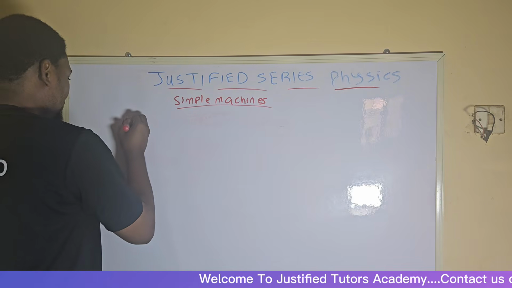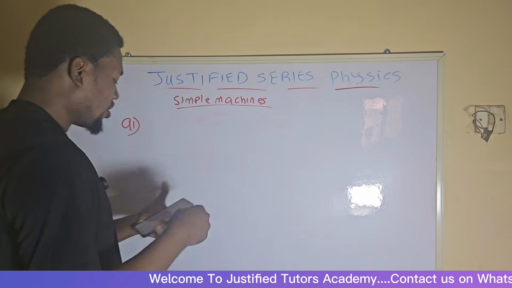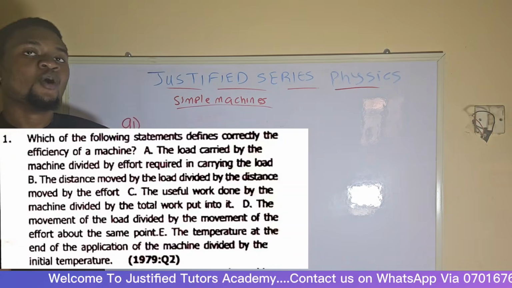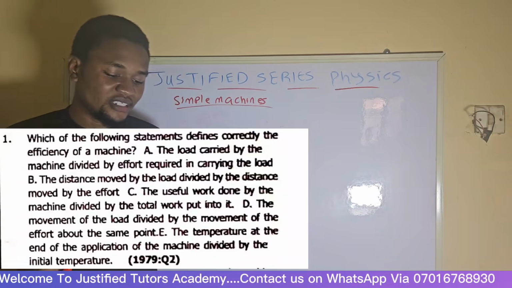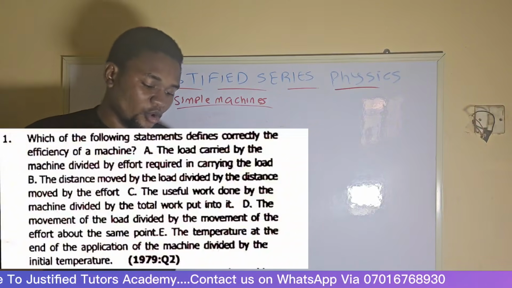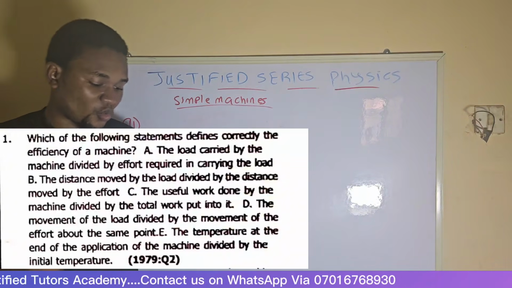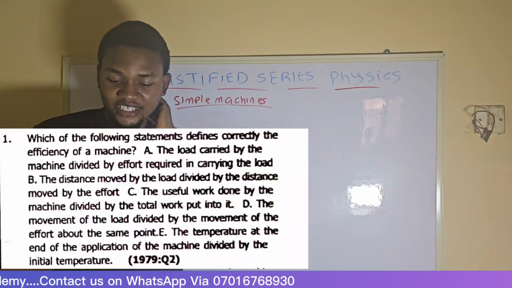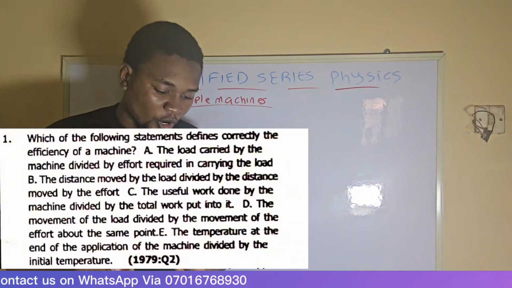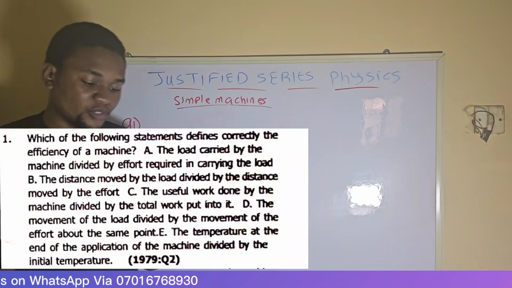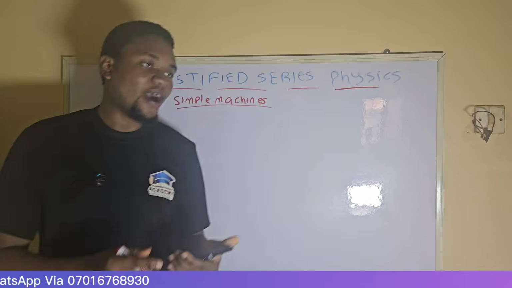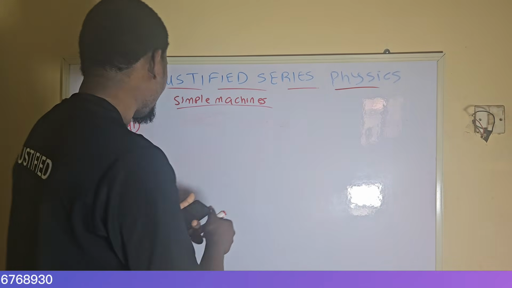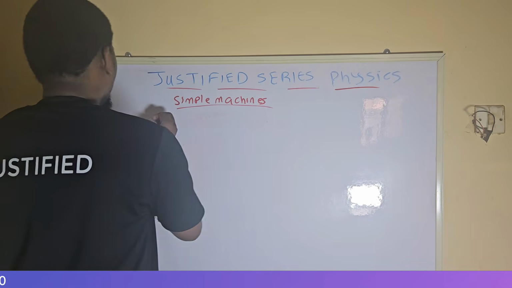Question 1 says, which of the following statements defines correctly the efficiency of a machine? Is it A, the load carried by the machine divided by the effort required in carrying the load? Is it B, the distance moved by the load divided by the distance moved by the effort? Is it C, useful work done by the machine divided by the total work put into it? Or is it D? Now, the answer to this question is C. And I will tell you why. The answer is C. Number 1 is C. Let me put it there.